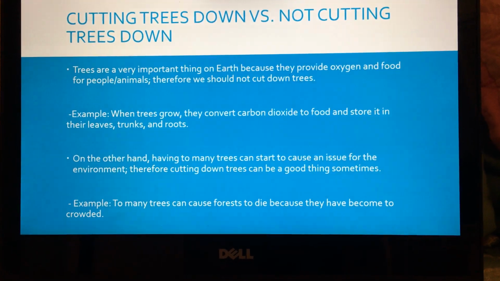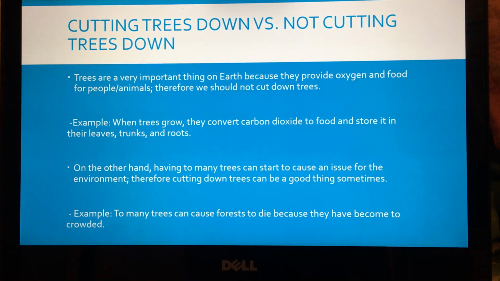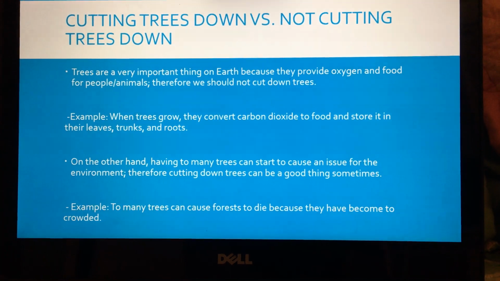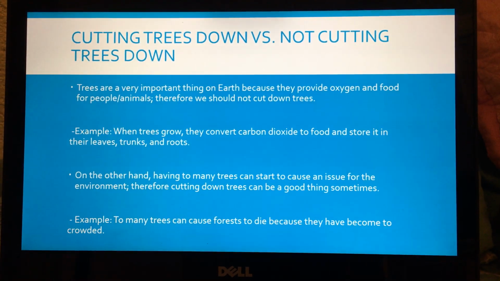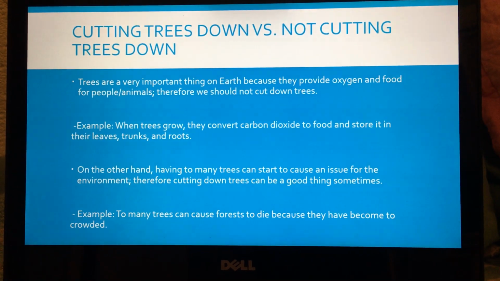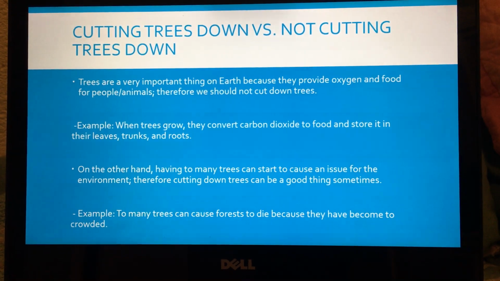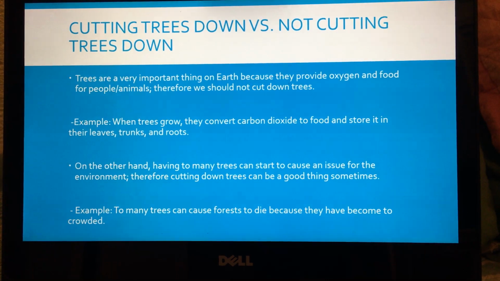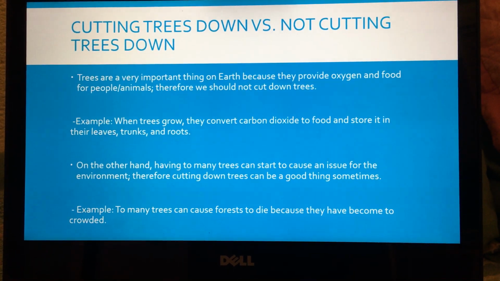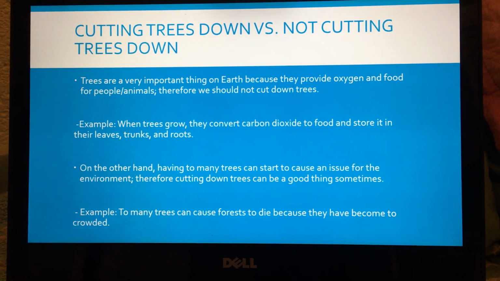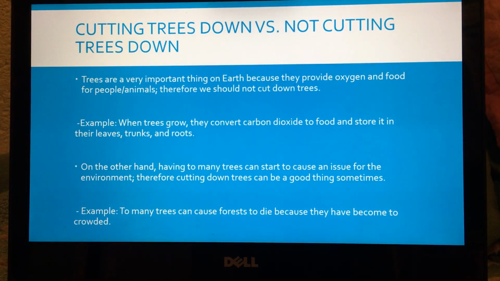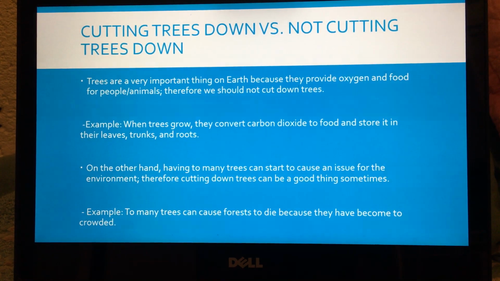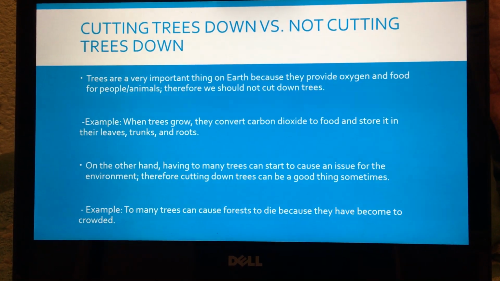So there are two different ways you can think about this. People like to cut down trees, while others don't like to cut down trees. Well, first of all, trees are a very important thing on Earth because they provide oxygen and food for people and animals, and we need that. So that's one reason why we should not cut down the trees.